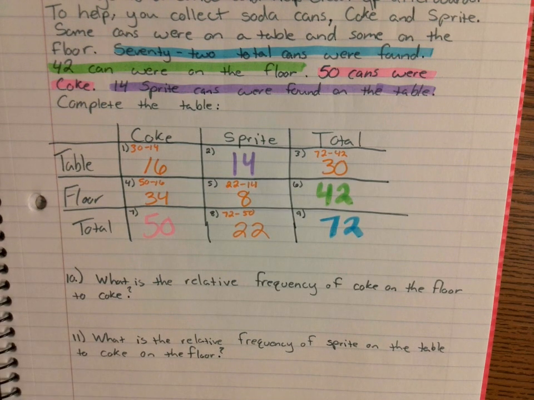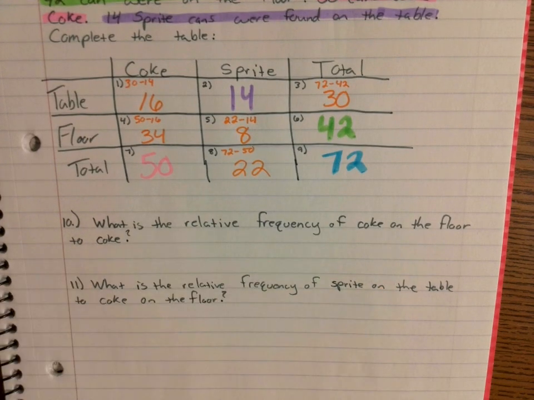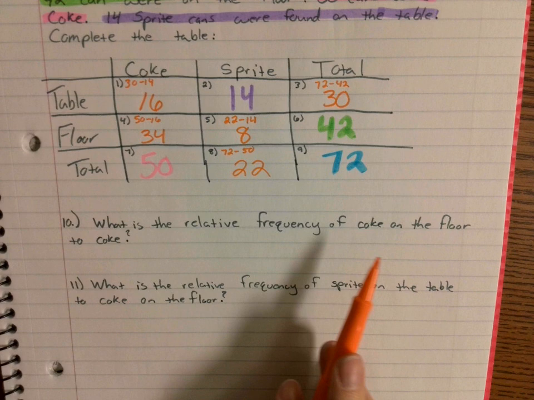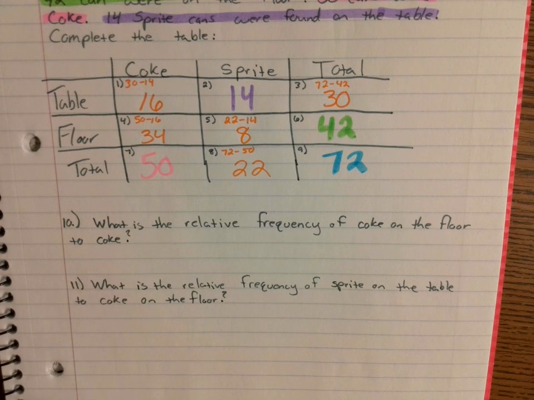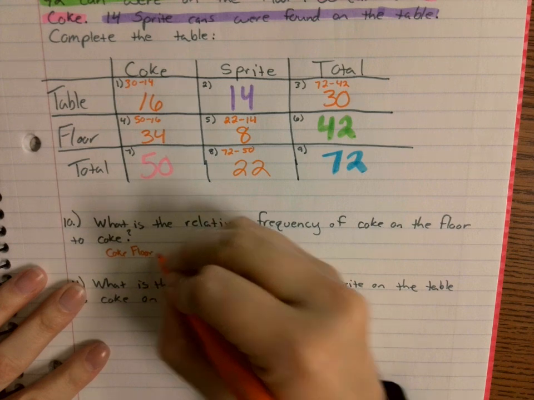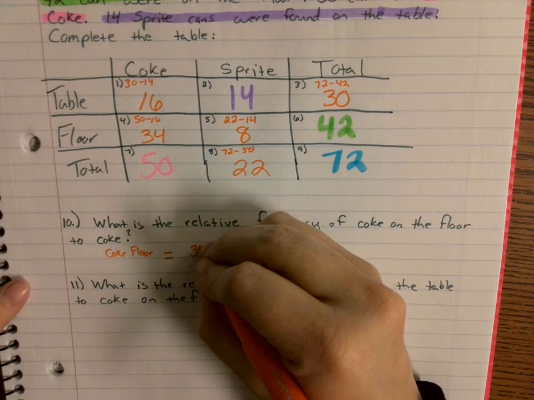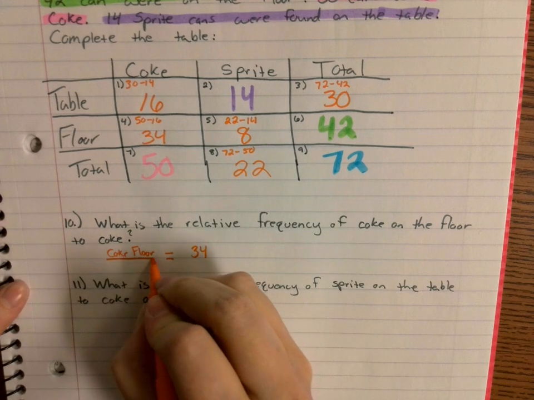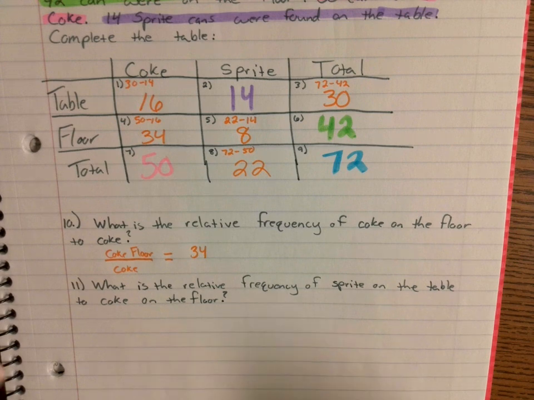All right, so now let's go ahead and look at question number 10. Question number 10 says, what is the relative frequency of Coke on the floor to just Coke? So how much Coke is on the floor? So I'm going to put Coke, floor. How much Coke is on the floor, guys? 34. So 34 is going to be the value that goes on top. And we're going to compare that to Coke. It doesn't say anything else about Coke, so it's just considered to be Coke's total, which is what? 50. So we have 34 over 50.